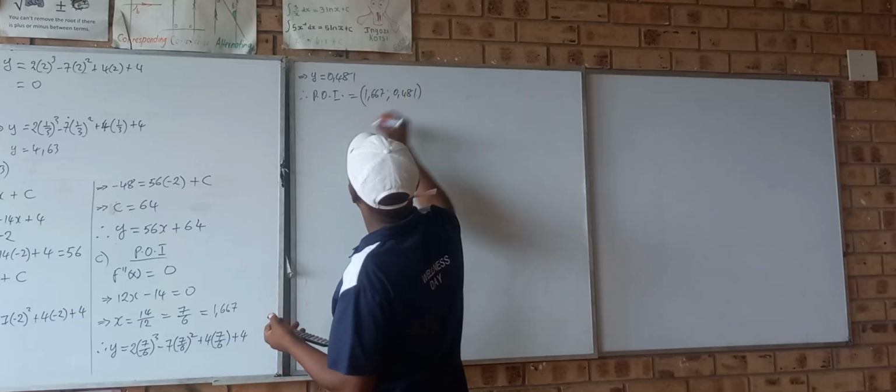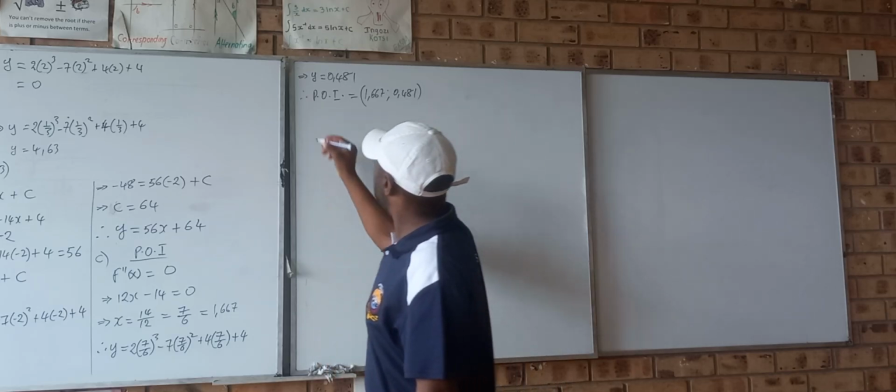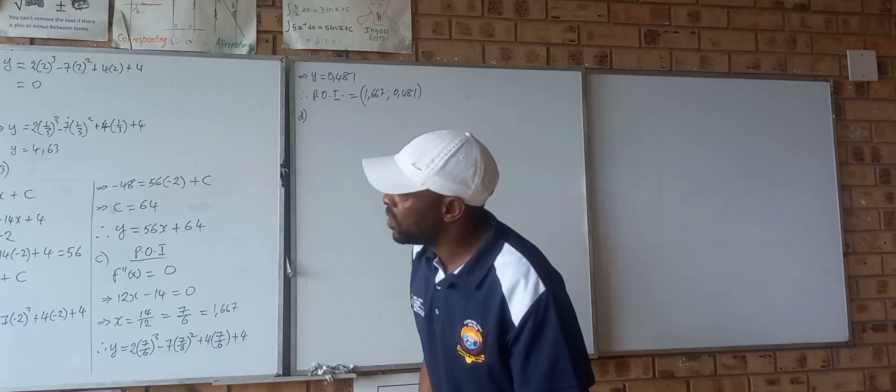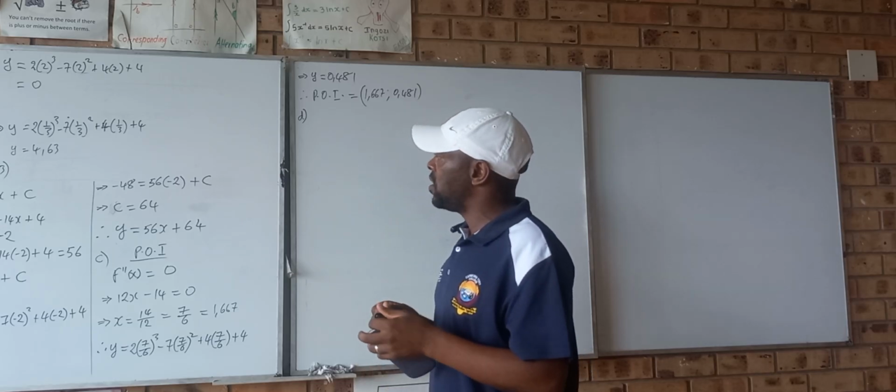It's 4.81 if I use 3 decimal places. So that is how simple it is to do the C part. Then we can go to the D part. The D part says we need to study the nature of the turning point.